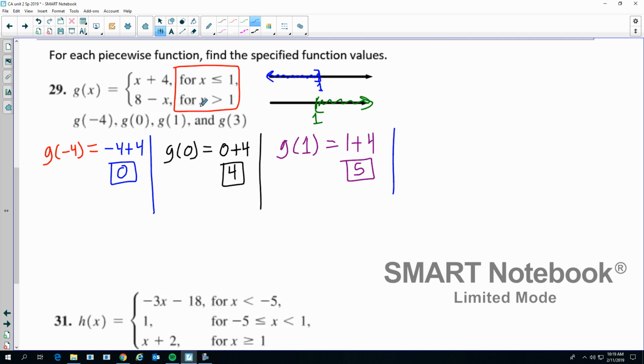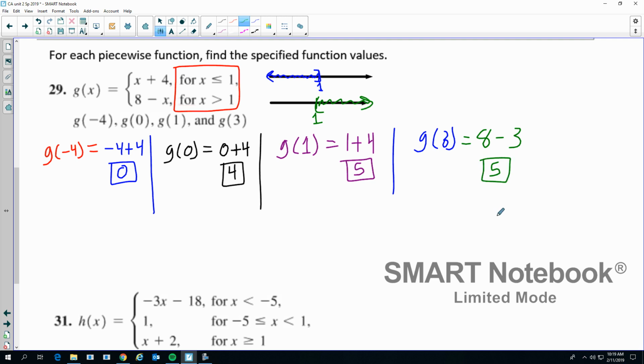All right, last one. Let's see, g of 3. This time, you can see g of 3 falls into the green category. So we'll plug in 3 here. It's going to be 8 minus 3, which gives us a 5 again.